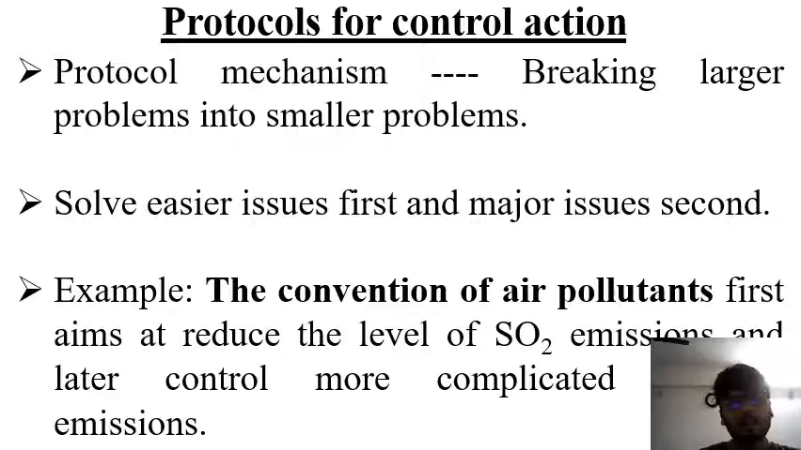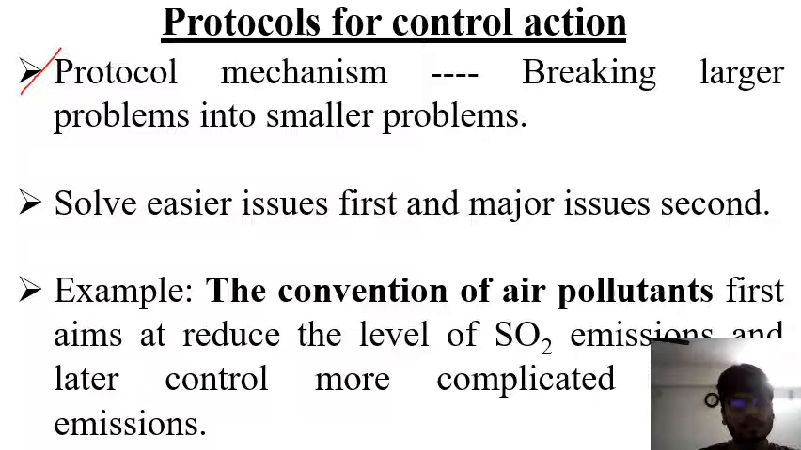Next is protocols for control action. Now, what is a protocol? Protocol means procedure. If you want to take a controlling action, then there should be some procedure, some mechanism to take that action. So the first protocol mechanism consists of breaking large problems into smaller problems. So you should try to break the larger problem into smaller problems.